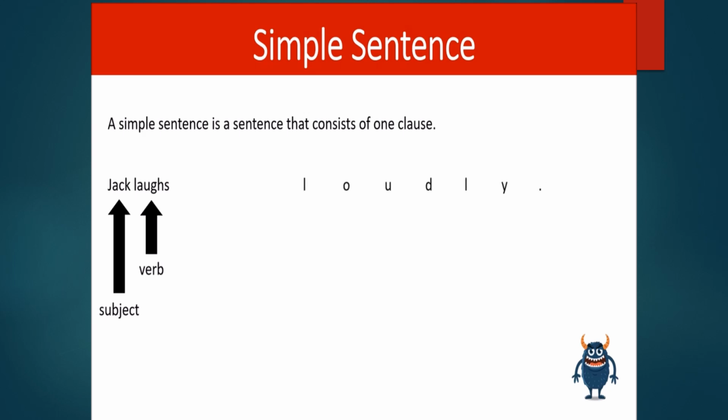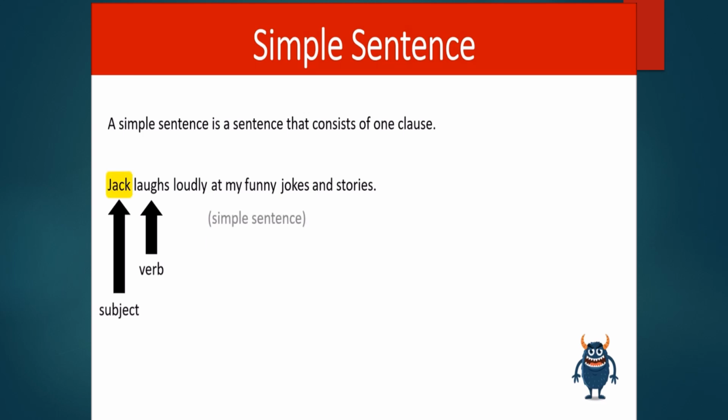Let's make it a little bit more complicated. Jack laughs loudly. Well, it still only has one subject and a verb. So it's a simple sentence. Let's keep making it more complicated. Jack laughs loudly at my jokes. No, this is still a simple sentence. Jack laughs loudly at my funny jokes. Still a simple sentence. At my funny jokes and stories. No, it's still a simple sentence. If there's one subject with a verb, then it's a simple sentence.